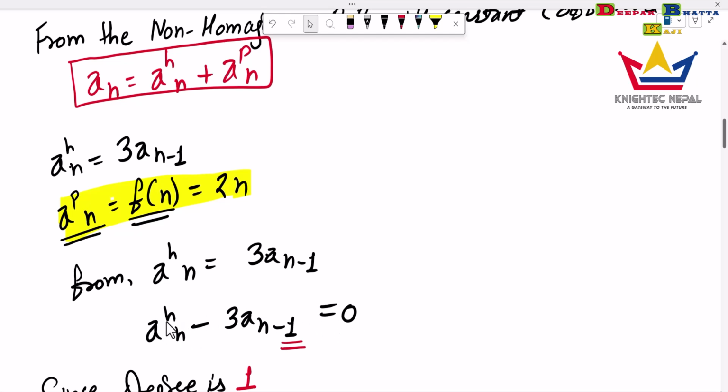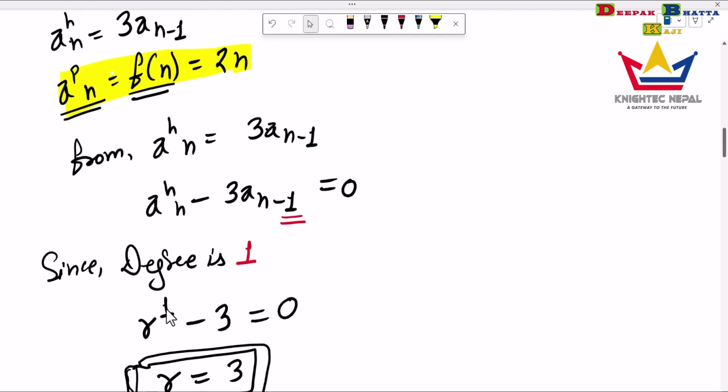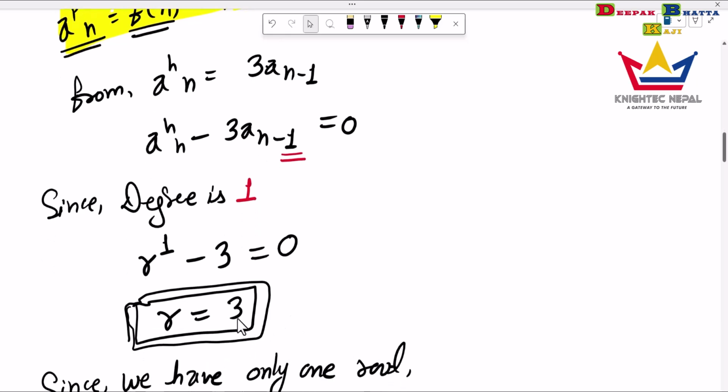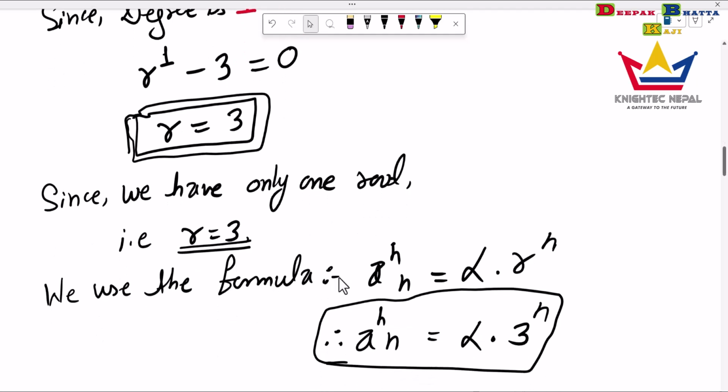From a_n^h equals 3a_{n-1}, we need to make the equation: a_n^h minus 3a_{n-1} equals 0. Since the degree is 1, r^1 minus 3 equals 0, so the r value is 3. Here we have only one root value, that is 3. So we use this formula, a_n^h equals alpha times r to the power n. So we get this value.